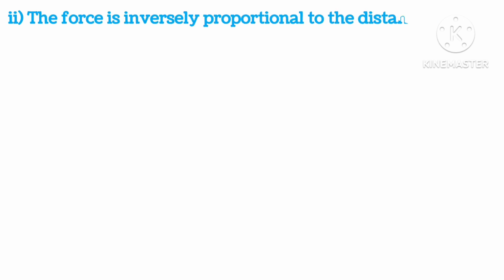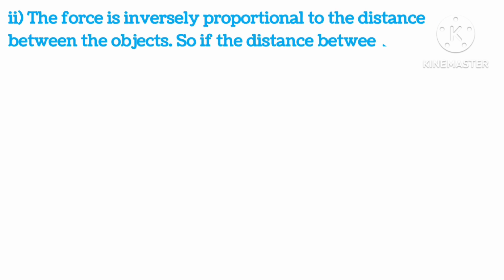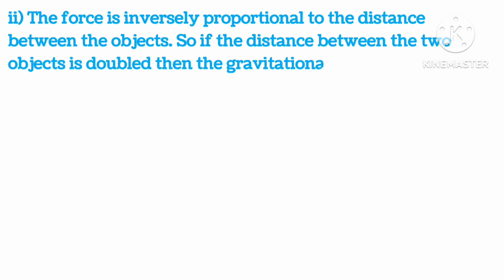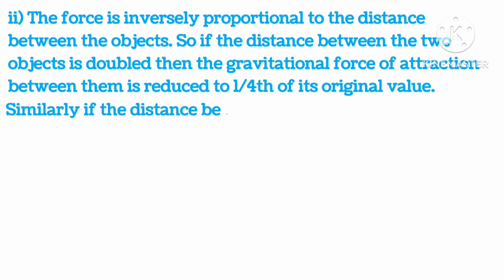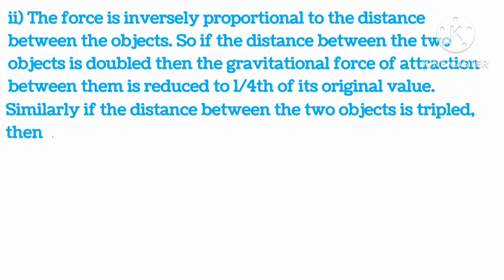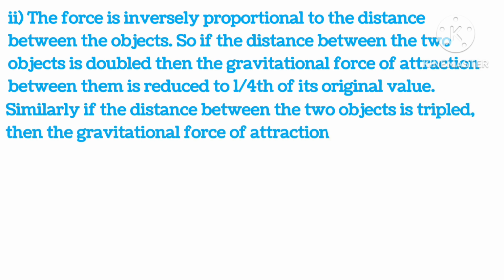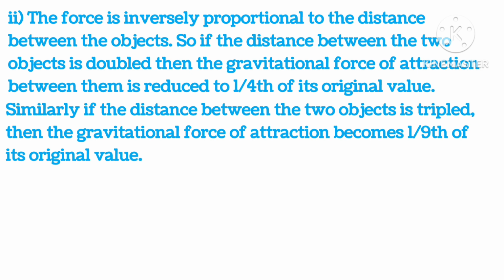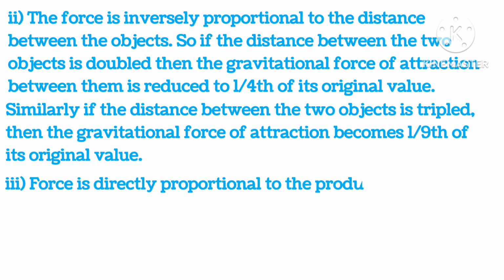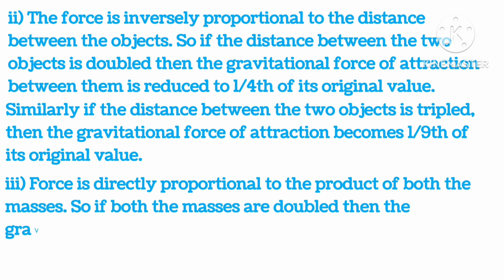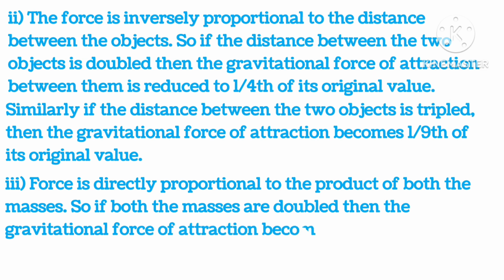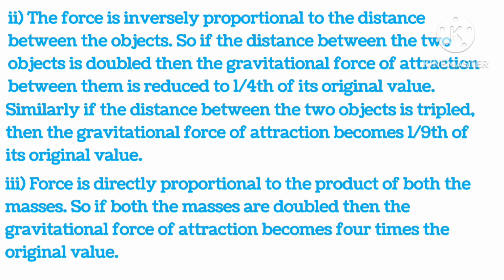The force is inversely proportional to the square of the distance between the objects. So, if the distance between the two objects is doubled, then the gravitational force of attraction between them is reduced to 1/4 of its original value. Similarly, if the distance is tripled, then the gravitational force of attraction becomes 1/9 of the original value. Force is directly proportional to the product of both the masses. So, if both the masses are doubled, then the gravitational force of attraction becomes 4 times the original value.